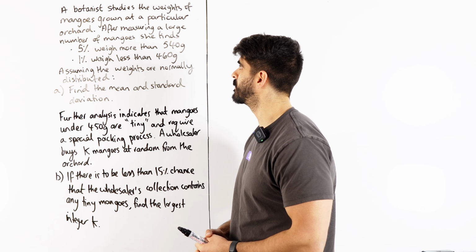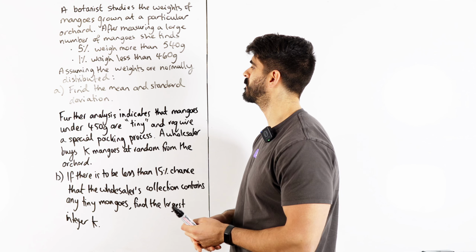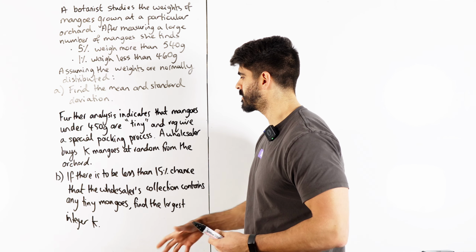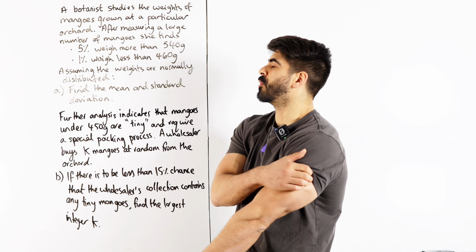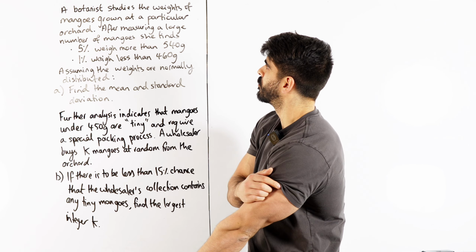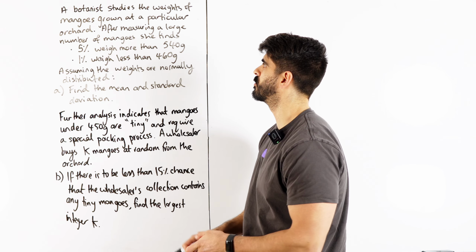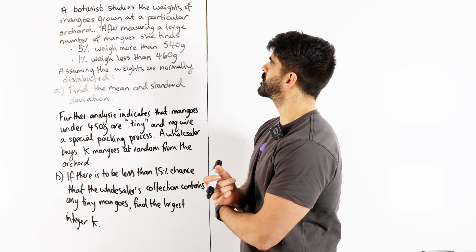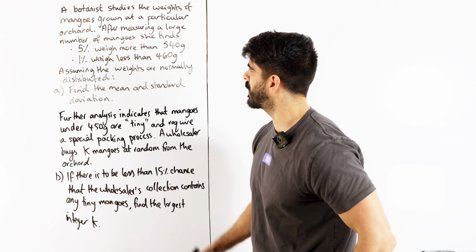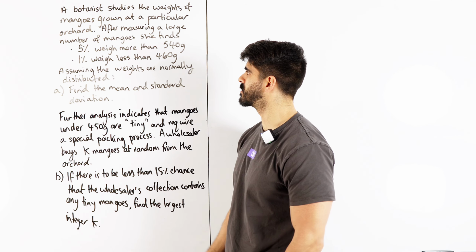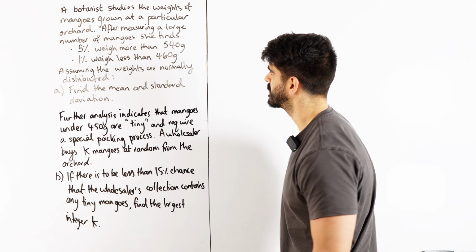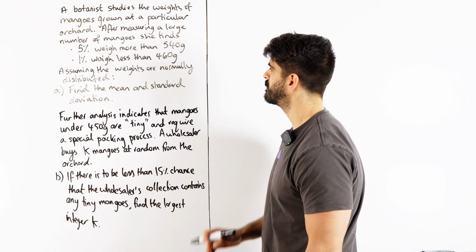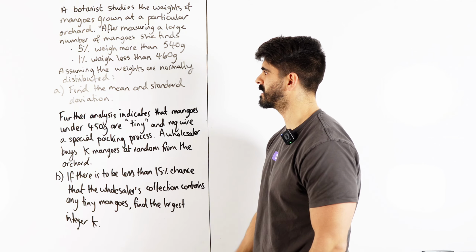Let's extract the maths from it. We're continuing on our trend with the normal distribution. This is an interesting one for sure. We've got a botanist who studies the weights of mangoes grown at a particular orchard. After measuring a large number of them, she finds 5% weigh more than 540 and 1% weigh less than 460. Assuming the weights are normally distributed, find the mean and standard deviation.